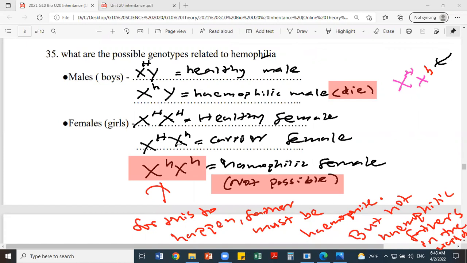That's why I told you before that hemophilia is seen only in males, but they die at birth. Only males get the disease.